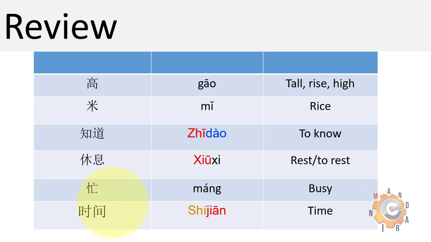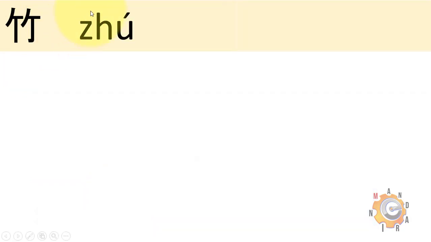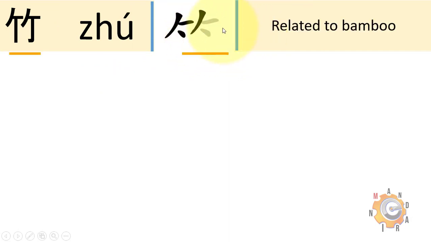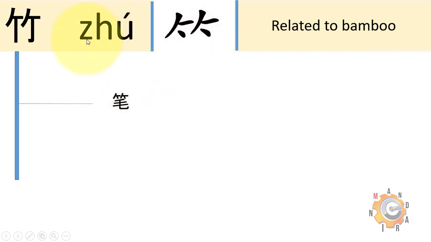We will also study two radicals. Zhu, zhu. This radical has another variant as well, this one. Both of these radicals represent anything related to bamboo. So whenever these characters are present with any other character, then they have some link with bamboo. For example, here we have this character. This character contains this variant of zhu at the top of it. And this character is actually bi, which means pen or pencil. You know, in old times, the pen or pencil was made of bamboo.